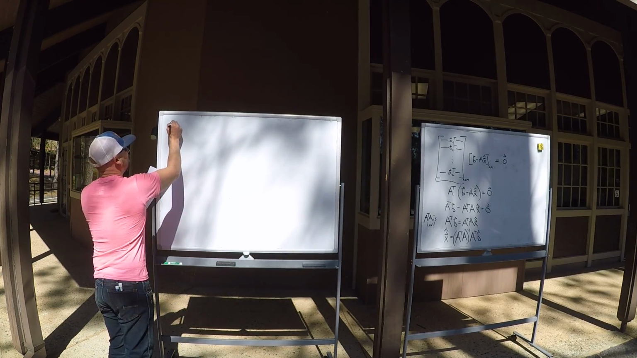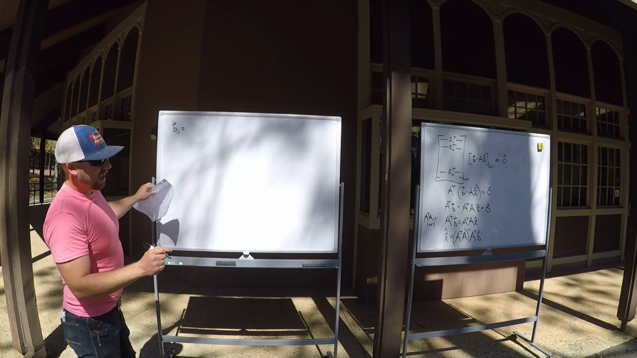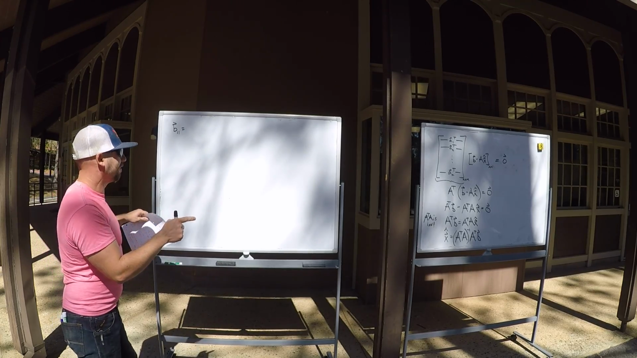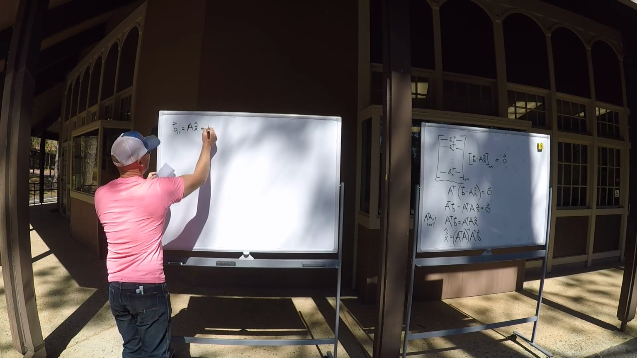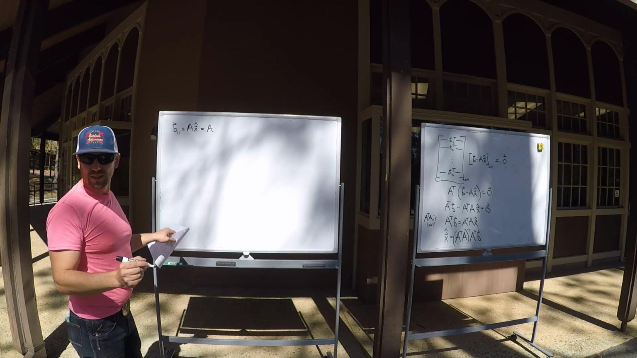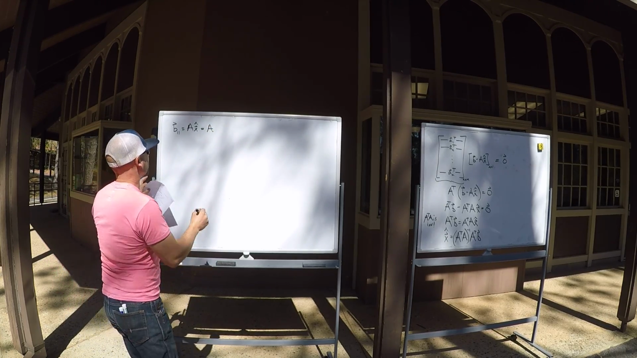So B parallel is A times x hat, right? So A times x hat is A times that whole mess.